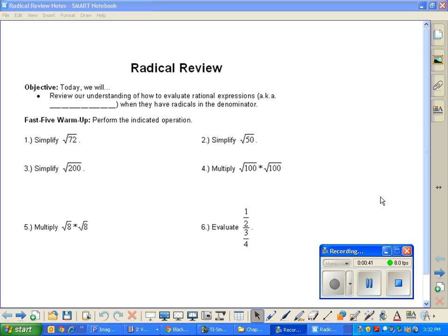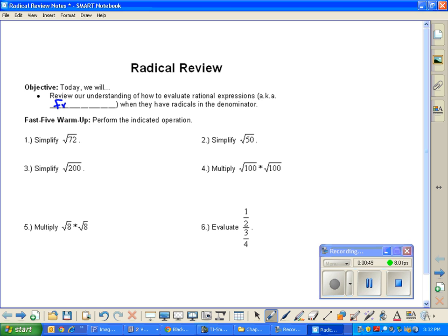So officially it says to review our understanding of how to evaluate rational expressions, basically fractions, when they have radicals in the denominator. So how can you get rid of those?